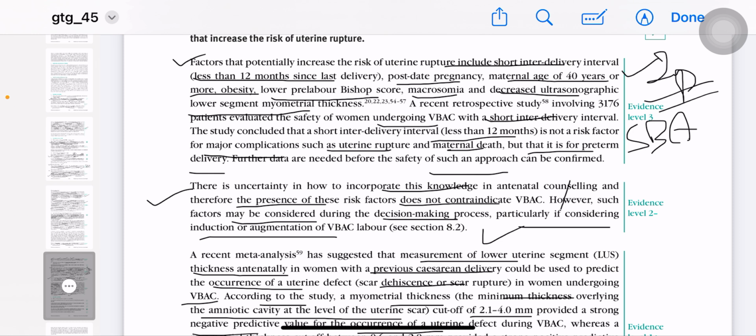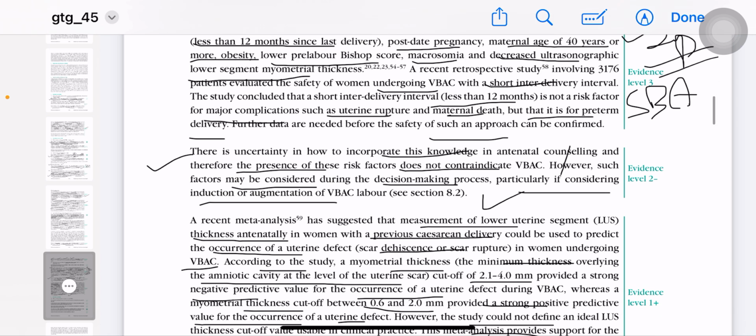For example, with a short inter-pregnancy interval, some obstetricians may have a practice that, since there is increased risk of rupture in the patient, they will proceed directly toward emergency cesarean section. But some obstetricians have a good approach toward the patient, and when the obstetrician gives a trial to these patients with a short inter-pregnancy interval, her outcomes are good. So that will not depend upon the patient, but these are the factors you keep in mind, and you have to do vigilant monitoring in these patients if you are giving the VBAC option.